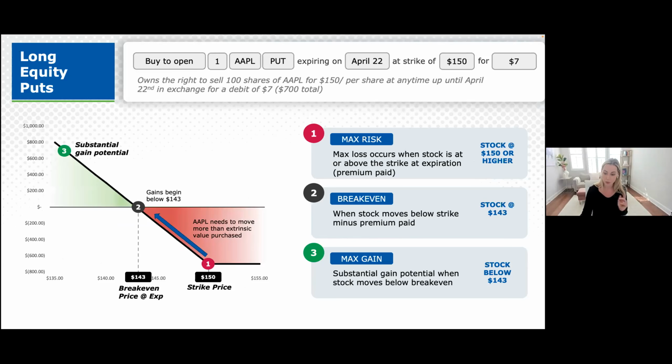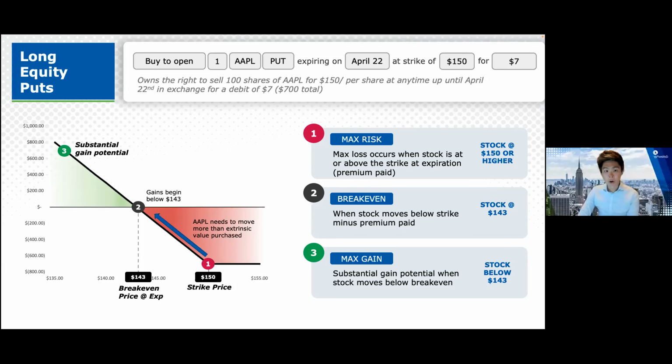All right. Anything else you want to add, Tony, before we go to puts? No, I think just understanding that call buyers and call sellers are on the opposite end of each other is really kind of the important part here. So between the buyer and the seller, it is a zero-sum game.